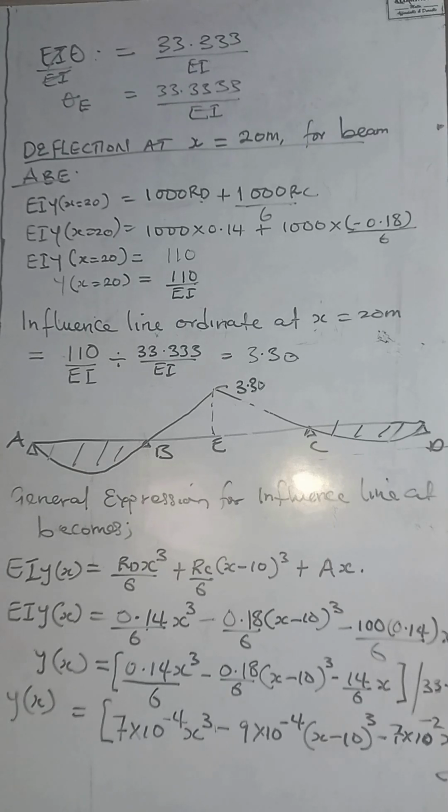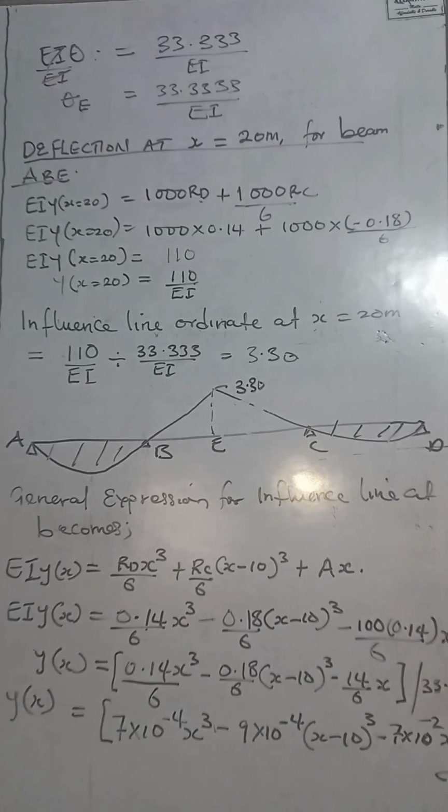So we say now that the deflection at S equal to 20 for the beam ABE, we'll have that expression. Substitute the value for RD and RC, and we'll have it as 110 over our flexural parameter. All right, so in the influence line at that same point, X is equal to 20 meters, we can obtain the ordinate by dividing by the slope, 33.33. If we divide by the slope at that point, we are able to obtain the ordinate of the influence line.